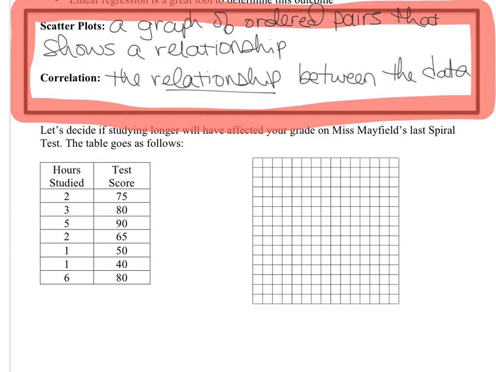It says, let's decide if studying longer will have affected your grade on Miss Mayfield's last spiral test. The table goes as follows. So notice on the left, these values on my left, these are the hours that they studied, and over on the right are the values of their test score. So whenever you have a table, your values on your left are always your X values, so I'm going to label this X, and the values on your right are always your Y values. So you can actually turn all of these into ordered pairs.